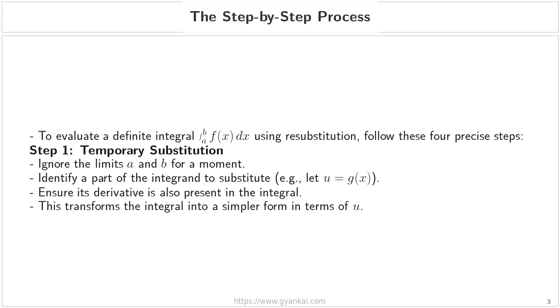g of x. The most important thing here is to make sure that the derivative of whatever you choose for u is also present in the original integral, possibly with a constant multiple. This is because that derivative will become our du, and it will allow us to perform the integration. This substitution transforms the integral into a simpler form, expressed in terms of u instead of x.